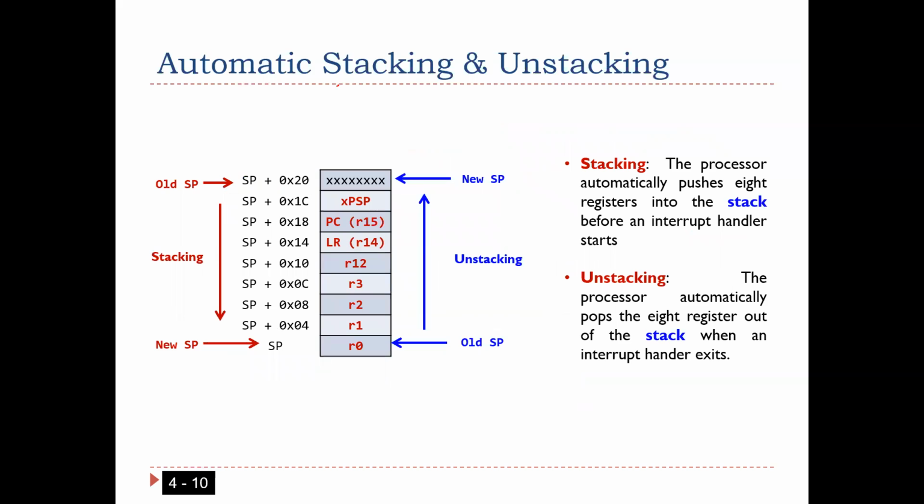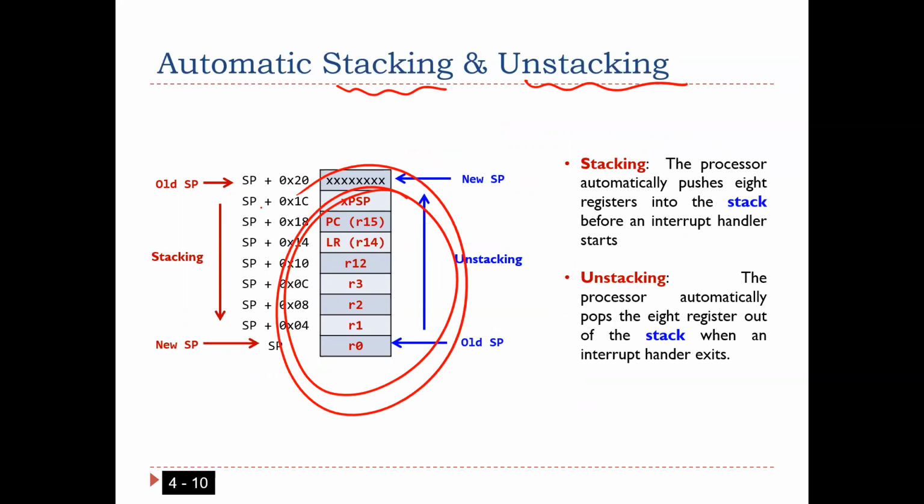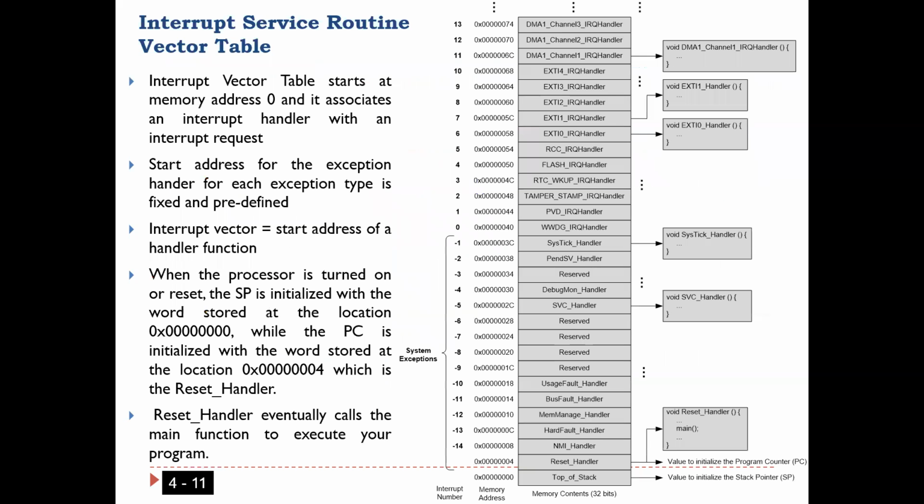So that's what I talked about here. We call it stacking and unstacking. This is done automatically. As I told you, if there is an interrupt, the hardware is going to push some registers, and it's going to pop them back. That's what we call stacking and unstacking. Okay, so that's what I told you guys. There is something we call the interrupt vector table. This table has a fixed location in memory. Is that okay?